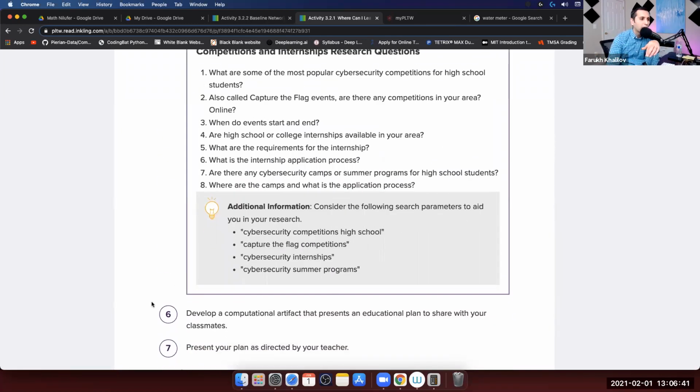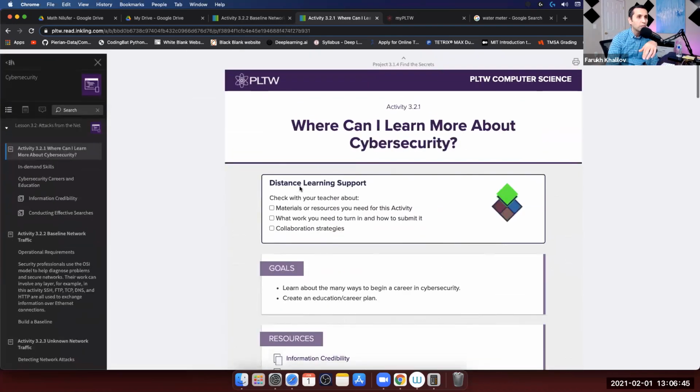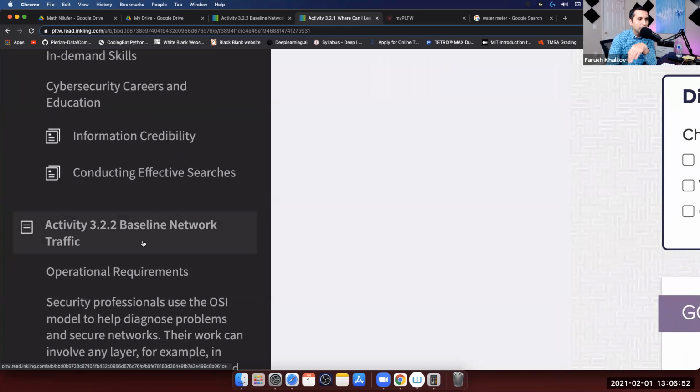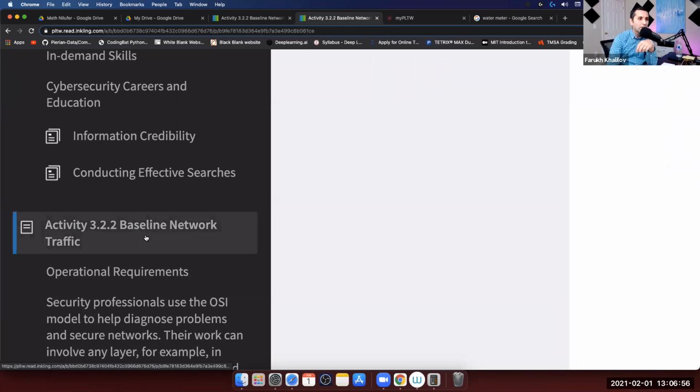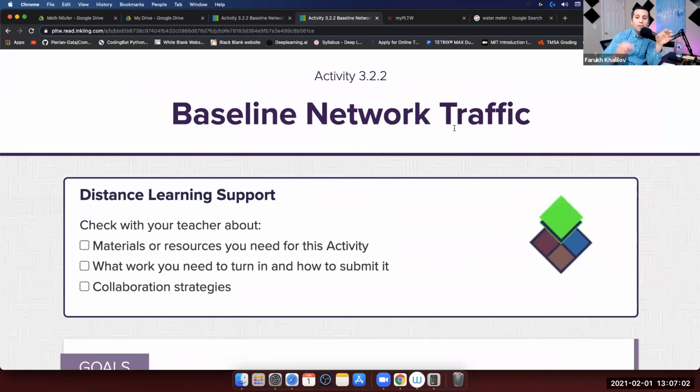If you want to have some information, just go ahead and analyze the activity 3.1.2. So basically what we are going to do now is the activity 3.2.2, because that is more hands-on. And let's see. So that is the baseline network traffic.